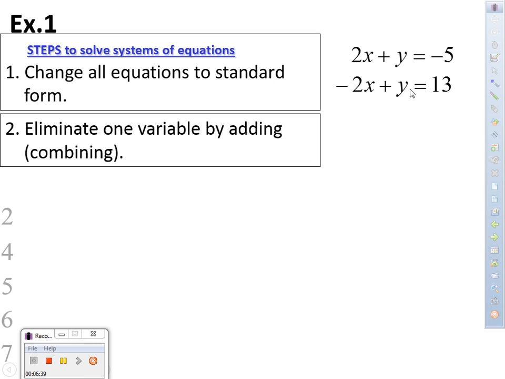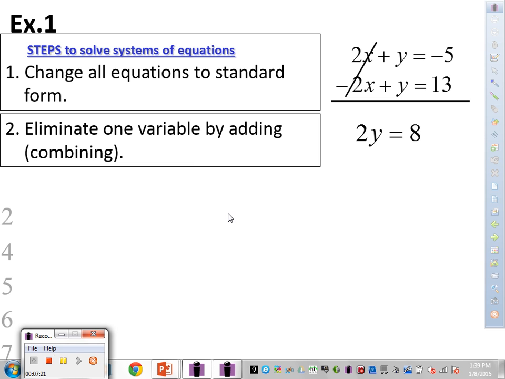Look up, please. So if I'm going to add, I'm going to draw a line here. Look at it. What variables can I combine to eliminate? You see it? The x, do you guys see that? What is 2x minus 2x? 0. These cancel. What is y plus y? 2y. What is -5 plus 13? 8. So that gives me 2y equals 8. Copy that, please. That was step 2, eliminating one variable.